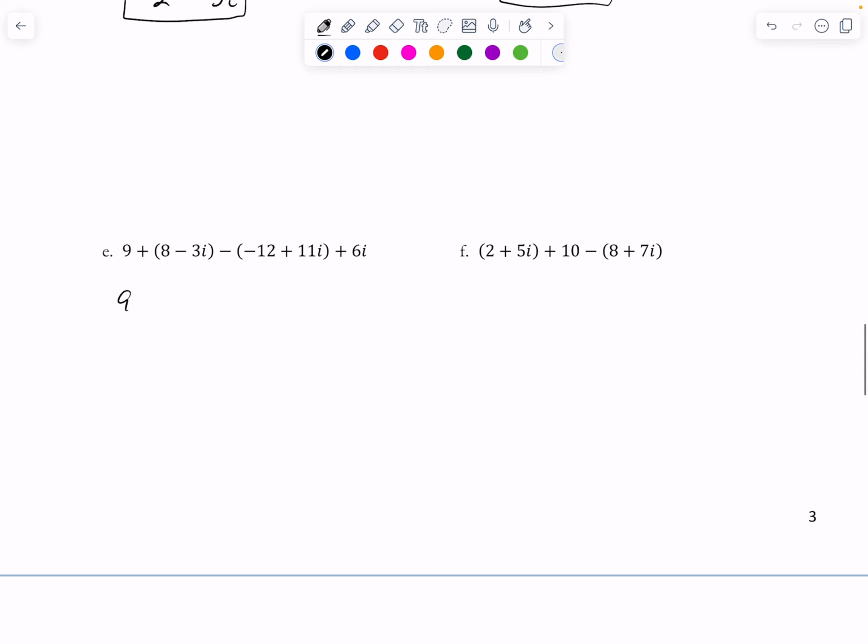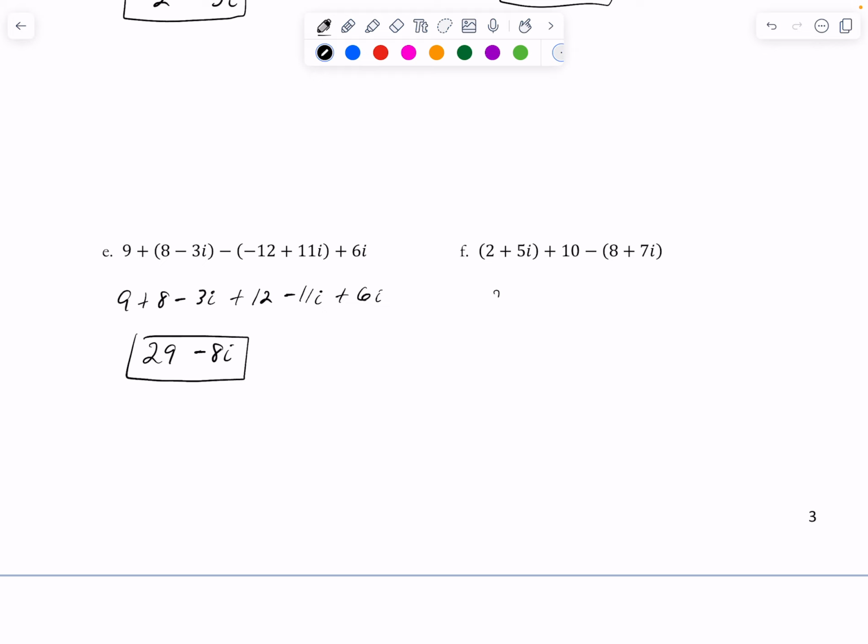All right, again, when you have addition, I don't need those parentheses. I am going to distribute the negative and get plus 12 minus 11i. Bring down the 6i. 9 plus 8 is 17. 17 plus 12 is going to be 29. Negative 3i and negative 11i is negative 14i. Negative 14i and 6i is negative 8i.